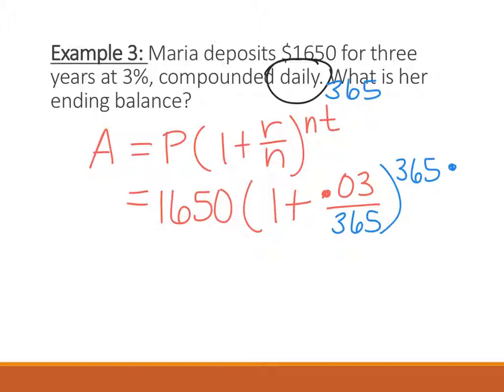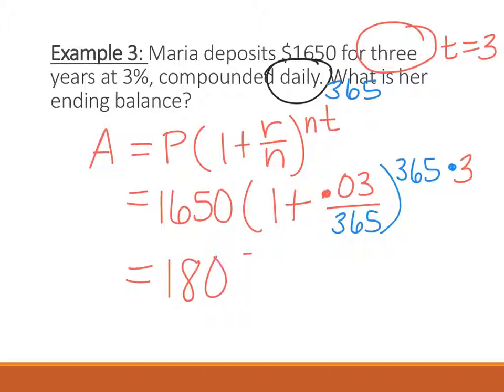I want to know her ending balance after 3 years. This gives me a t value of 3. So for t, I'm going to put it in as a 3. Again, I use my calculator to perform the calculations for me. The calculator returns back a value of $1,805.38. And so this is the amount of money that will be in her account at the end of 3 years.